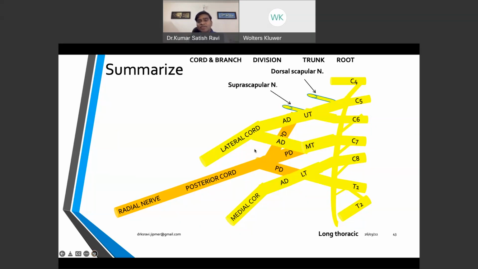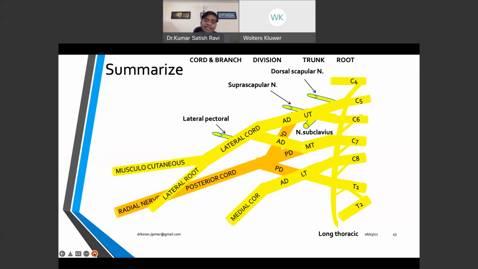Then branches from the trunk, we can see the suprascapular nerve, and then we have the nerve to subclavius, right? These are the branches from the trunk. Then there are no branches from the divisions. We have the branches from the lateral cord, that is the lateral pectoral nerve, LML, you remember, lateral pectoral nerve. We have the musculocutaneous nerve and the lateral root to the median nerve.